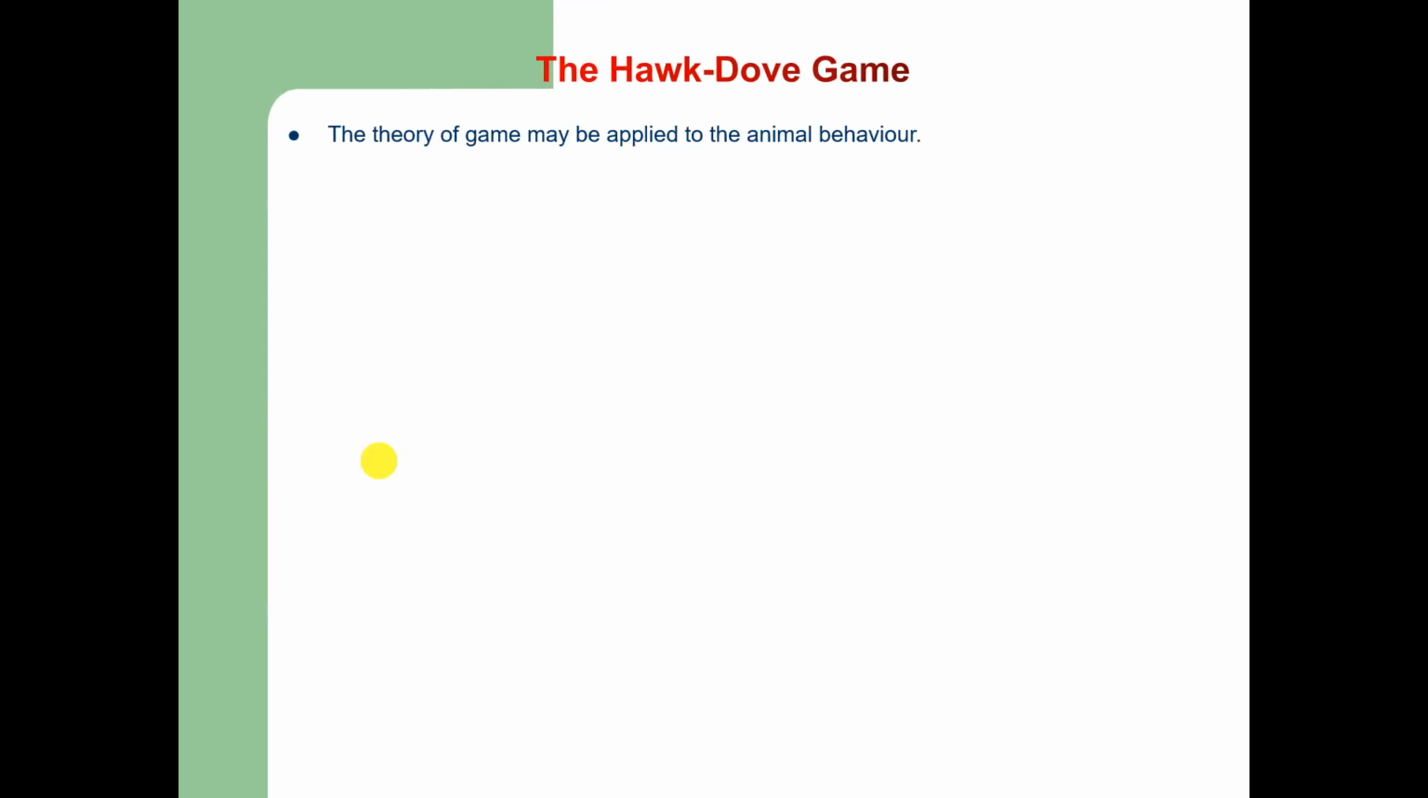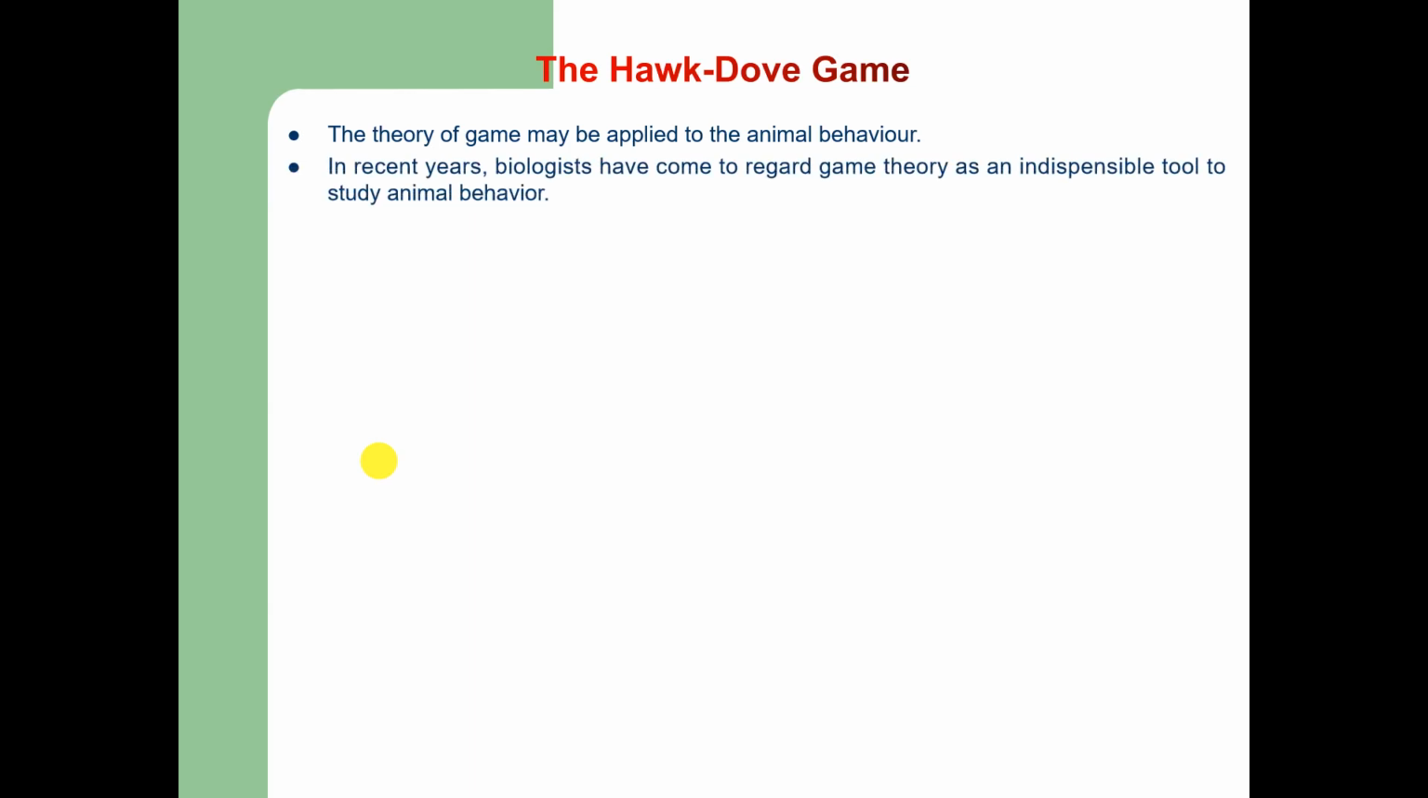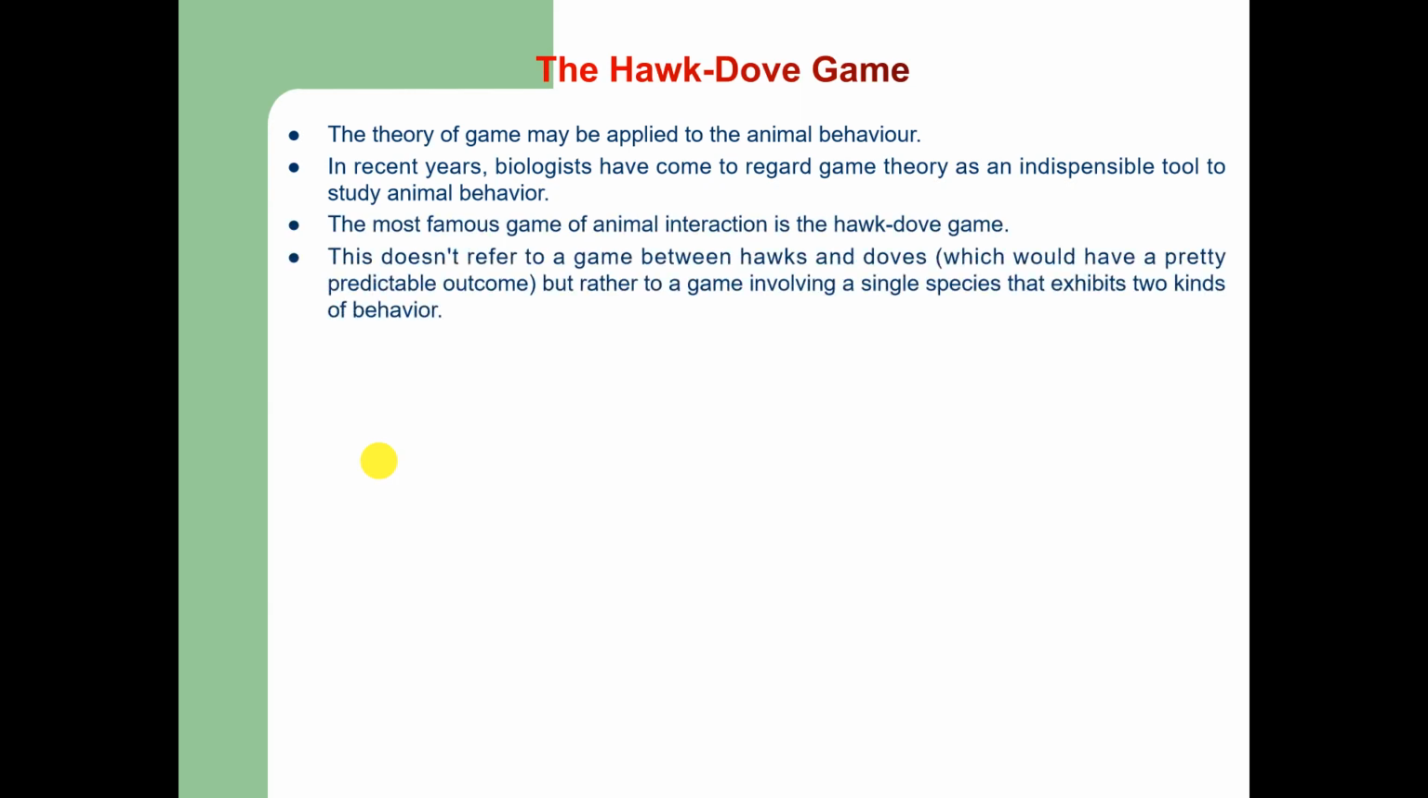Let me start with the background. Game theory is not only applicable in other disciplines like economics, political science, and so on. This theory is also applicable to zoology, biology, and animal behavior. In recent years, biologists have come to regard game theory as an indispensable tool to study animal behavior. The most famous game of animal interaction is the hawk-dove game. But this doesn't refer to a game between hawks and doves, which would have a pretty predictable outcome, but rather to a game which involves a single species that exhibits two types of behavior, that is, hawkish or dovish.